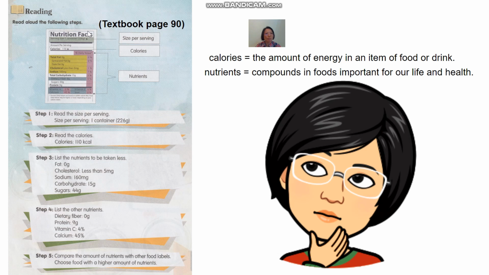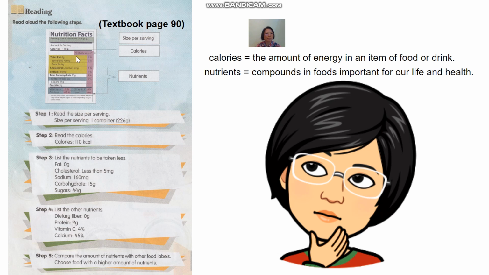Okay, so this is the food label. In the food label, you can see size per serving, and then you will see total calories. So what are the calories here? Calories are the amount of energy in an item of food or drink.